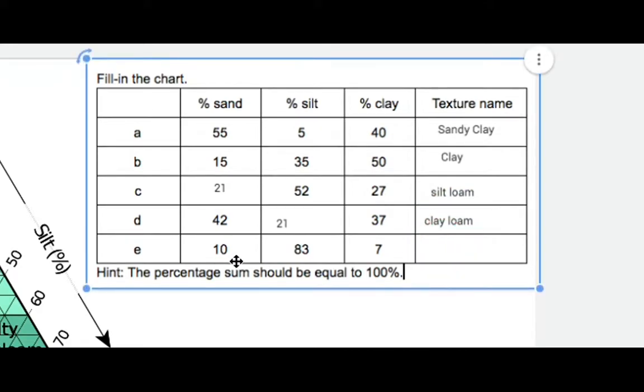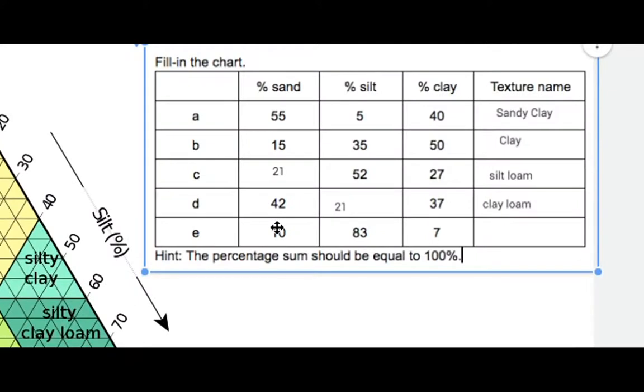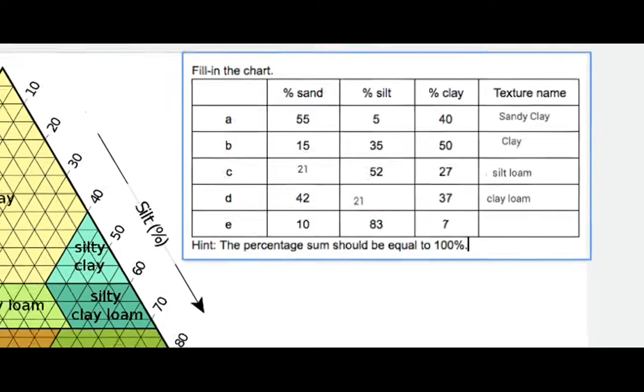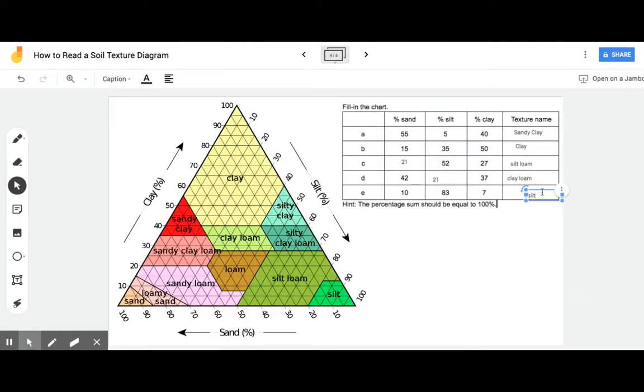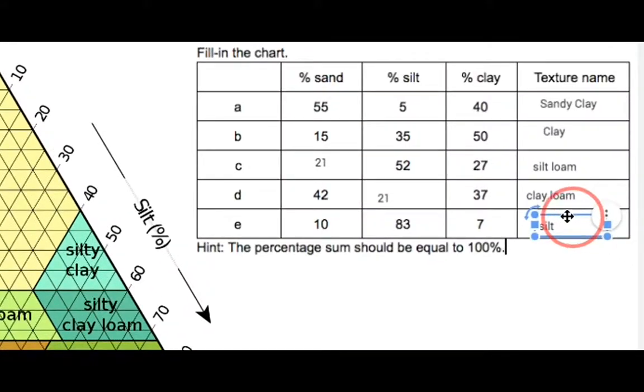Awesome. And then the last letter, you're going to look for 10% sand, 83% silt, and 7% clay. So 10% sand, 83% silt, and 7% clay. So definitely it is silt. Okay. So now you completed the chart.